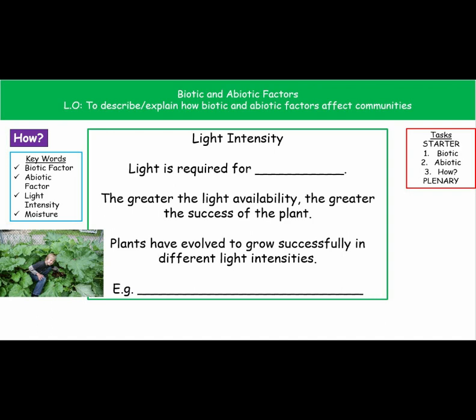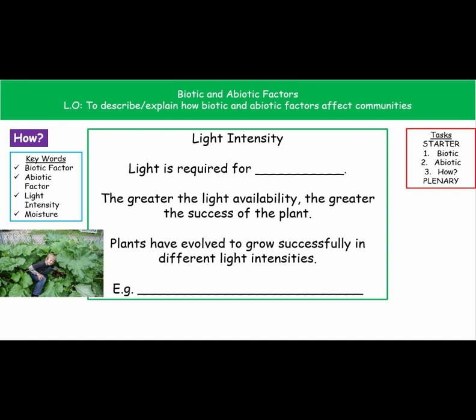So make sure you've got the right words filled in here. Hopefully you do remember that light is required for plants to carry out photosynthesis. So in order to actually carry out the conversion of our carbon dioxide and water to the glucose and the oxygen, we need that energy from sunlight. So light is required for photosynthesis.